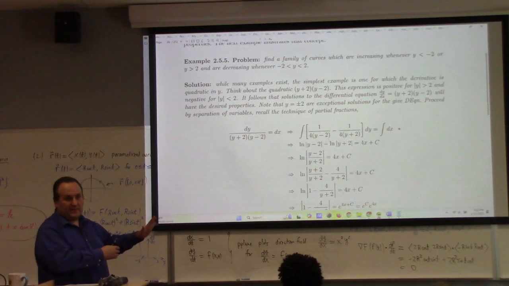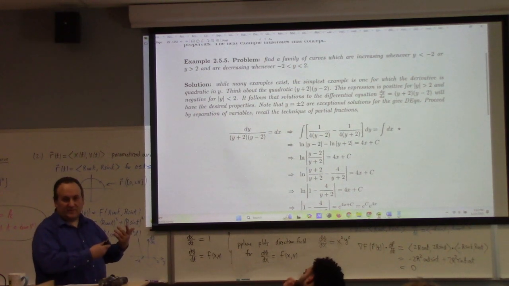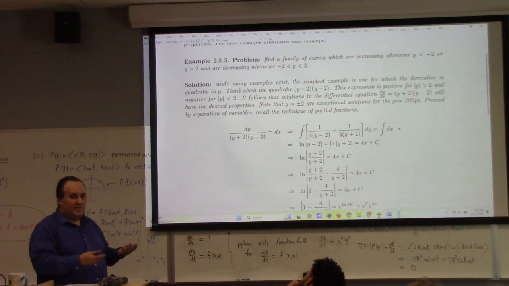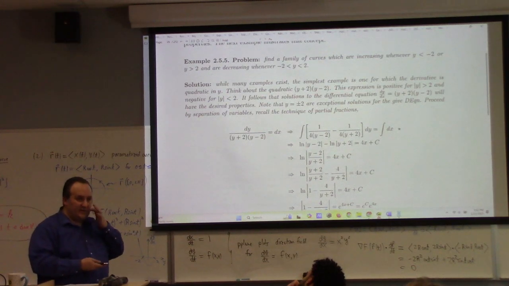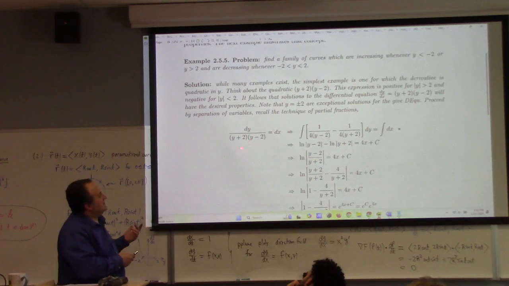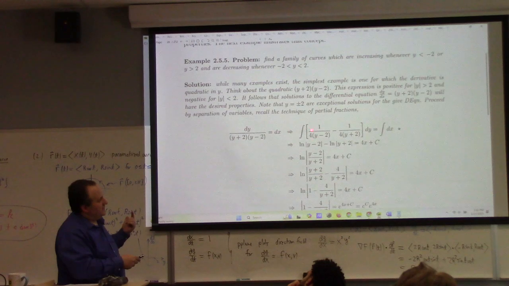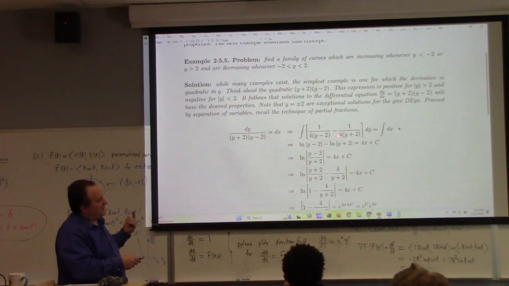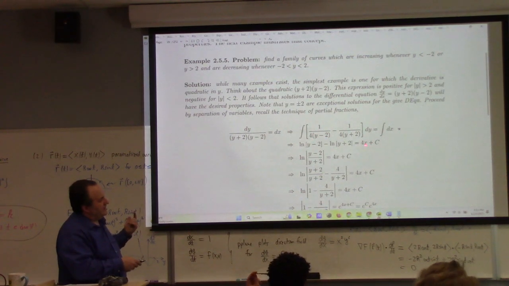All right? And if I solve dy/dx equal to that, the solutions to that differential equation will behave as I'm describing. They'll be increasing where we want and decreasing where we want. So that's what I do. I have to solve this equation: dy/dx equals y plus 2 times y minus 2. So I separate, and then I integrate. You'll remember partial fractions. There it is. So we do partial fractions on that thing. Then we can integrate. And then the natural log of a difference is the natural log of a quotient.